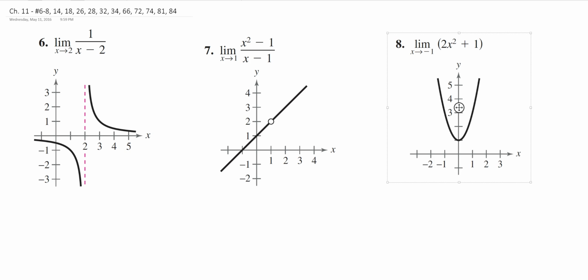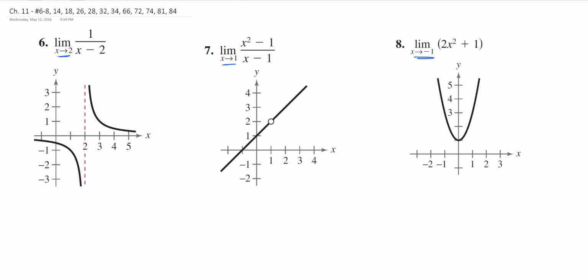Alright, we're on Unit 11 for the final exam review. We're going to start with numbers 6, 7, and 8. They're all dealing with using the graph to find the limit, if it exists, at the particular point that you're given. So for each of these, we're told to find the limit as x approaches 2, 1, and then negative 1.